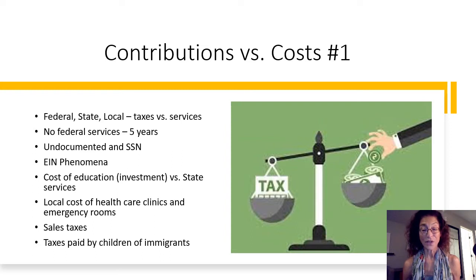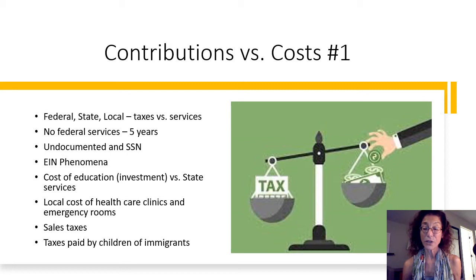There's also a phenomenon where you can get a small business tax identification number without a Social Security number. So there are substantial numbers of undocumented immigrants who start small businesses and pay taxes. They get the small business ID number and they pay taxes. And they are treated very differently.